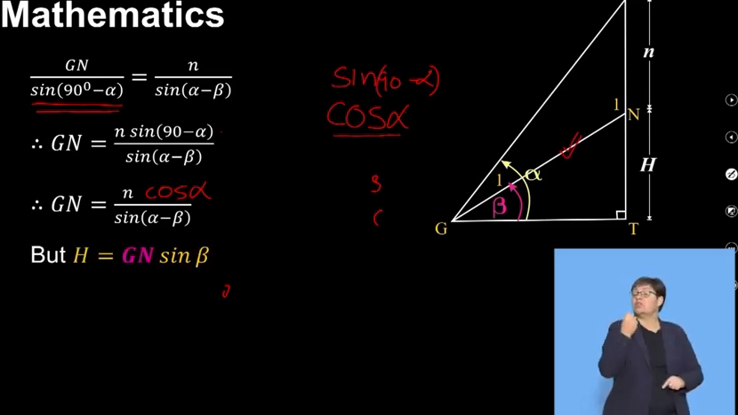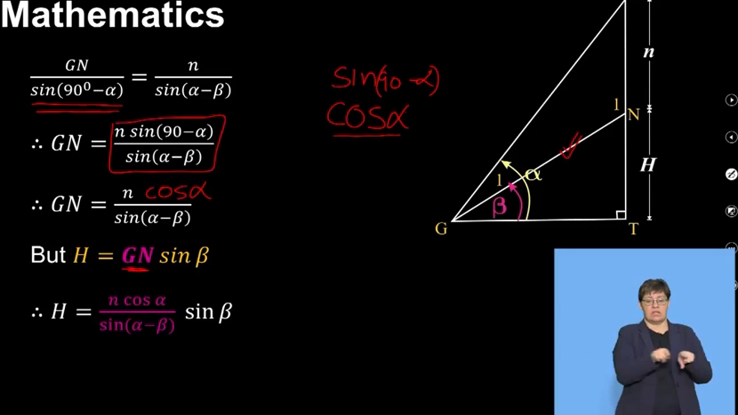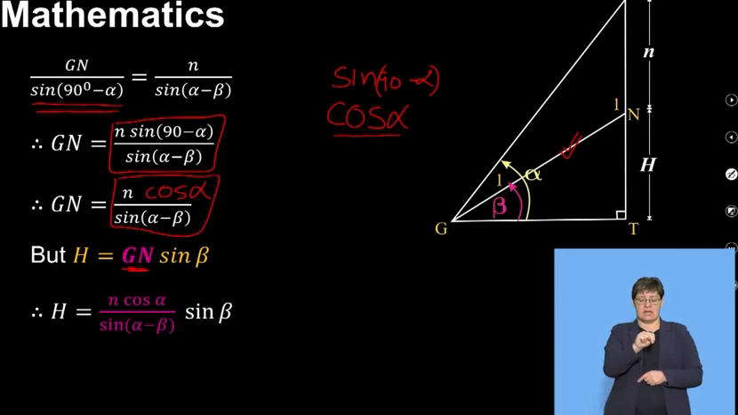But remember we were trying to find an expression for h. And earlier we said that h is equal to gn times sine of beta. So h is equal to gn sine beta, and now I'm going to substitute this piece here for gn. I'm going to put that in place of that gn, and let's see what happens. It was actually that simplified version: n cos of alpha over sine of alpha minus beta.